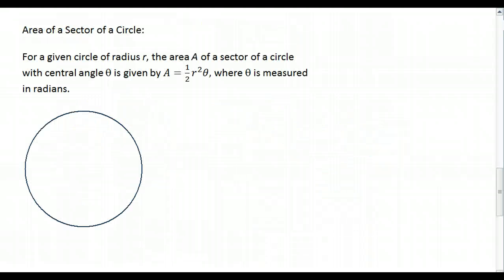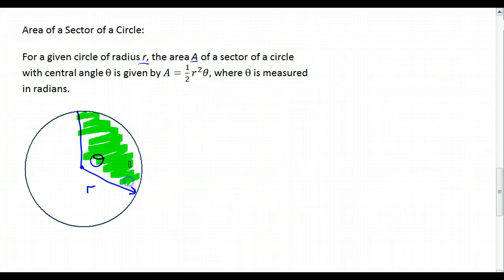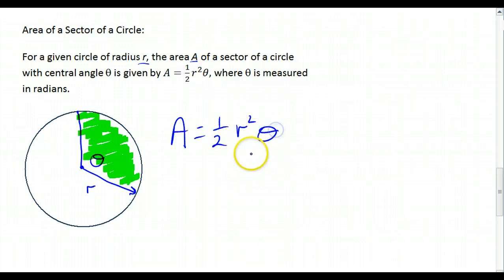Okay, so the other part of this screencast is involving area of a sector of a circle. So let's say we have a circle given radius r. The area A of a sector of a circle with central angle theta. So let's say that we have a central angle here of theta. There's our radius r. That area right here, it's kind of like a pie slice. This area is given by the formula 1/2 the radius squared times theta. And guess what? Once again, theta is in radians. Okay, it won't work unless it's in radians.